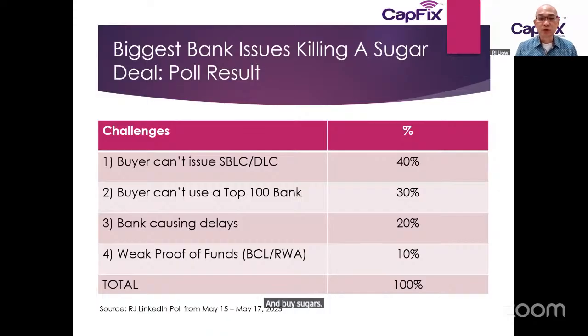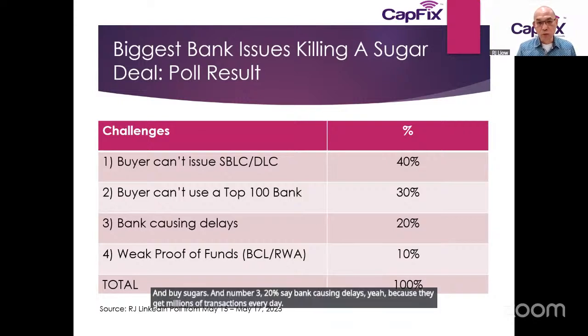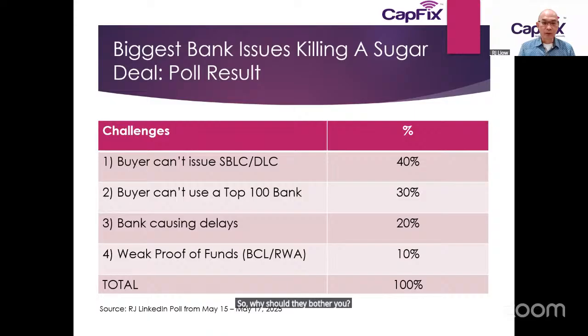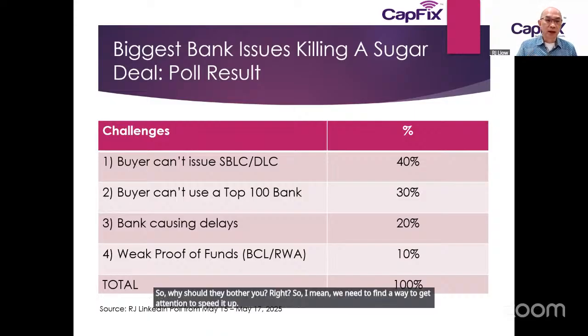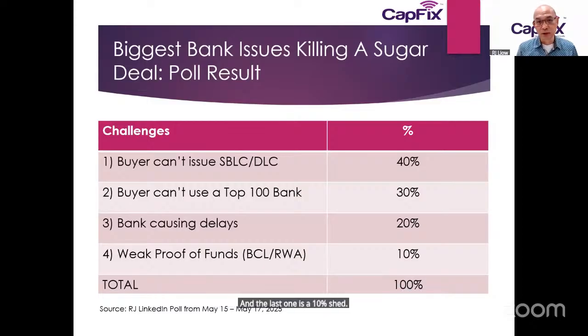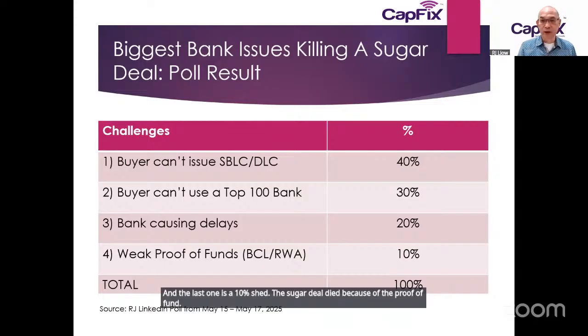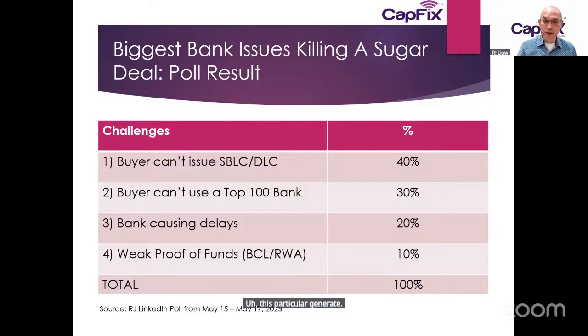And number three, 20% say bank causing delays. Yeah, because there are millions of transactions every day. So why should they bother you, right? So, I mean, we need to find a way to get attention to speed it up. And the last one is 10% say that the sugar deal dies because of the proof of fund. It means they cannot generate the required documents to convince the seller to sell to them.